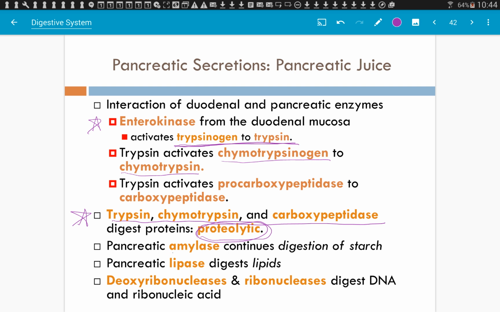The pancreas also releases amylase. So remember, amylase was in our saliva, but then it was inactivated when it got to your stomach.